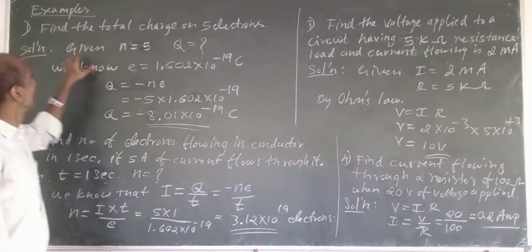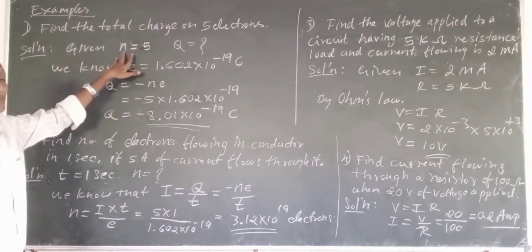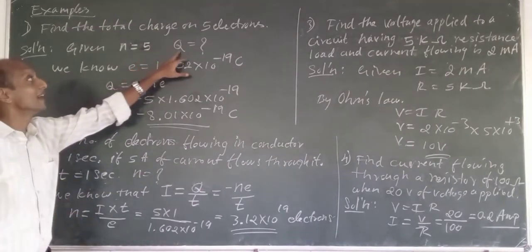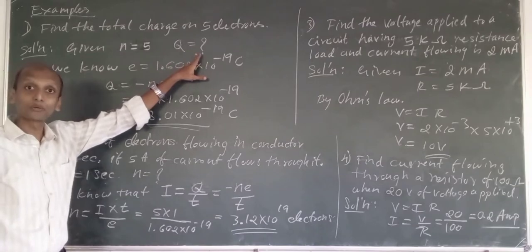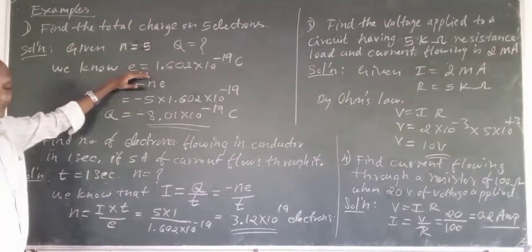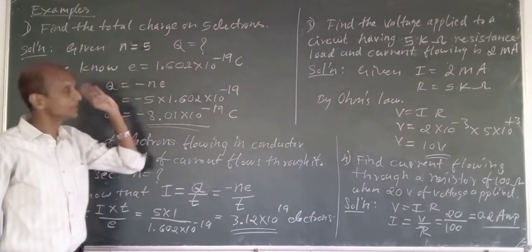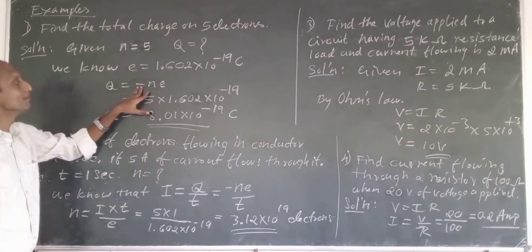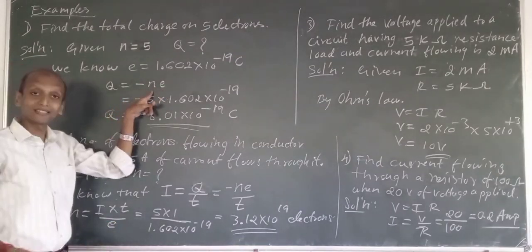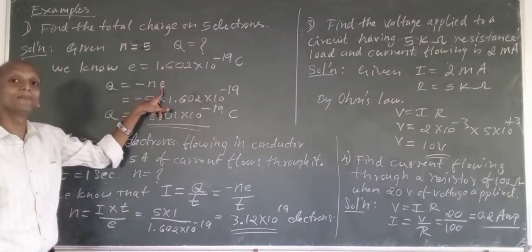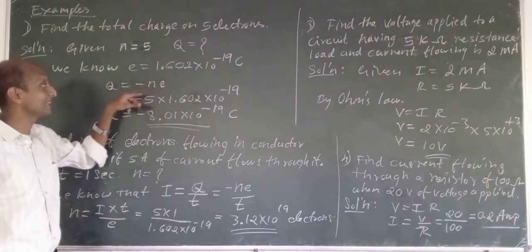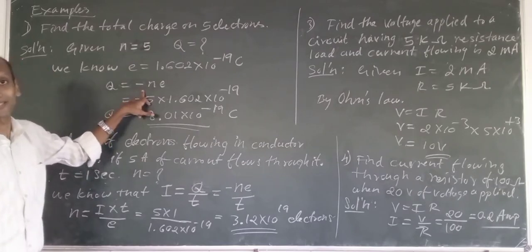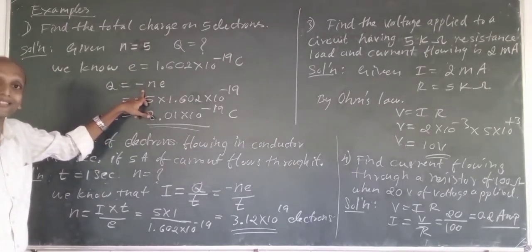So for that, what is given? N is the number of electrons, so that is 5. Five electrons are there, and we have to calculate the total charge Q. We know that the charge carried by one electron is this much. So the total charge Q will be equal to -Ne, where N is the number of electrons, E is the charge carried by one single electron, and the minus sign indicates negative charge, so an electron charge.